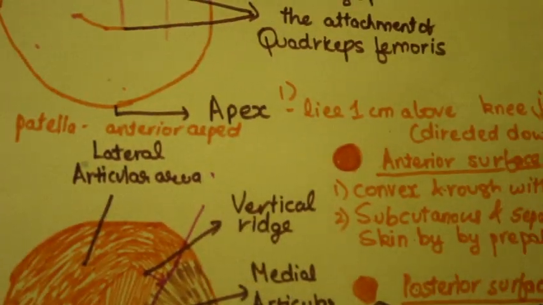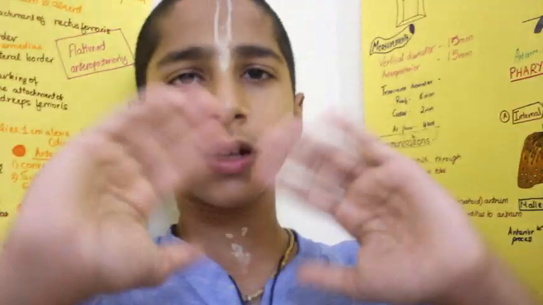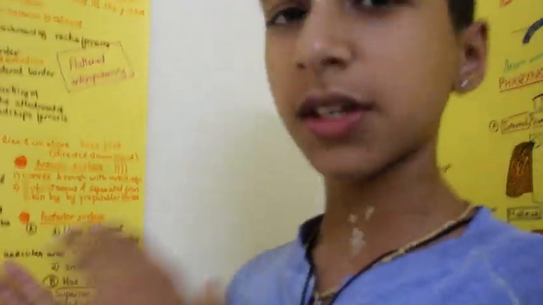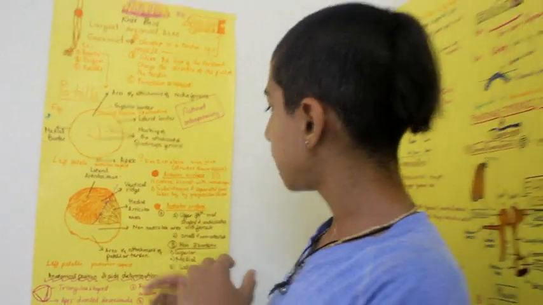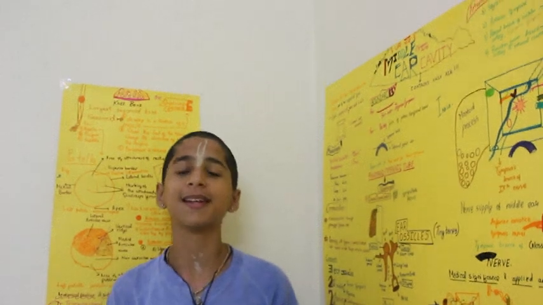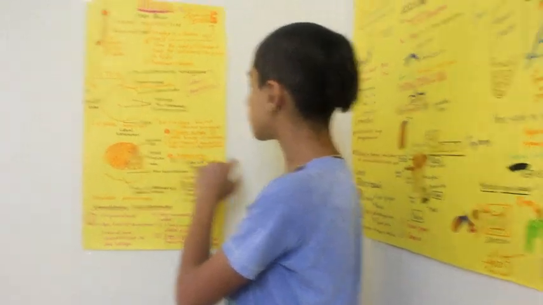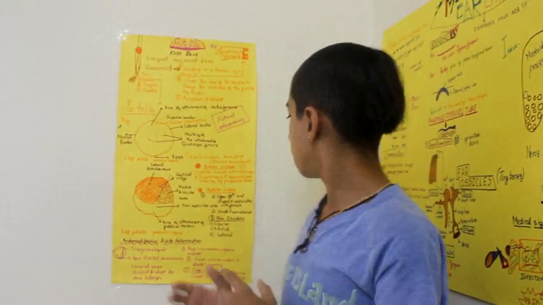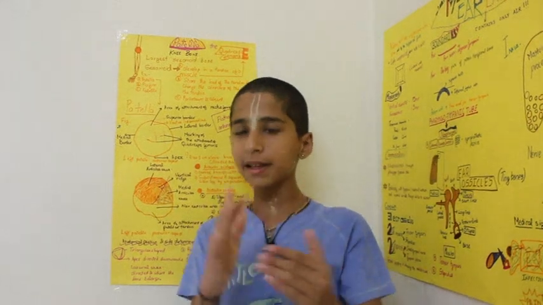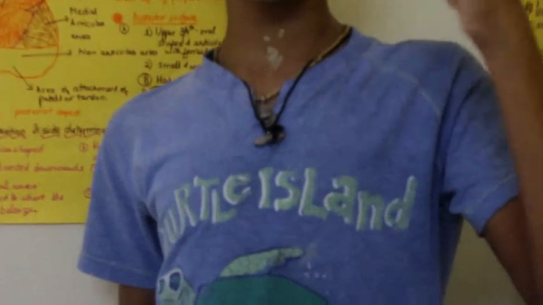Now I'm going to explain the anterior surface. It's convex and a little bit rough. The posterior surface is smooth. The anterior surface is subcutaneous, which means you can feel it from the skin. If you touch your knee, you can feel the bony surface. That's the patella. It's separated from the skin by the prepatellar bursa. So basically, it's not completely subcutaneous like the clavicle; it's separated by a thin sheet of prepatellar bursa.